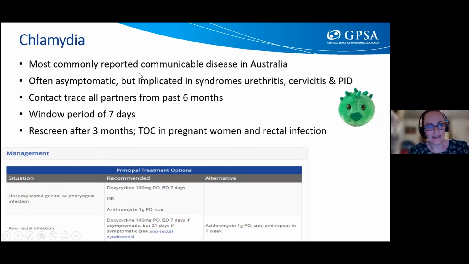So a bit on chlamydia. It is our most commonly reported communicable disease in Australia, often asymptomatic. So most chlamydia is asymptomatic and we won't know it's there unless we test for it, but it is often implicated in our syndromes. So urethritis, cervicitis, pelvic inflammatory disease, chlamydia is a player often that we see in those syndromes. If you do see a positive chlamydia, we do recommend contact tracing all partners from the previous 6 months.